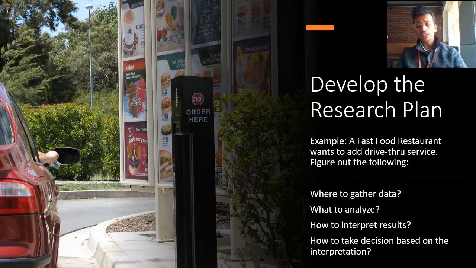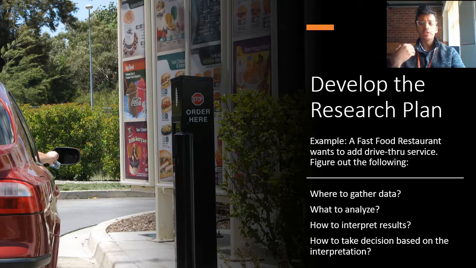So we need to figure out where to get the data from. Once we get the data, we need to figure out what we're going to analyze within it, how we're going to interpret the results, and based on the results, how to take a decision. So this whole pattern of steps, or this whole format of steps, is going to be your research plan.